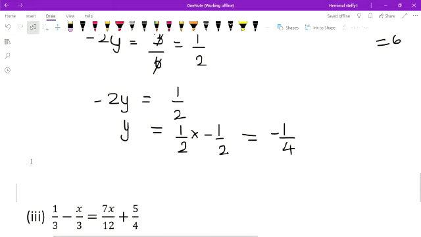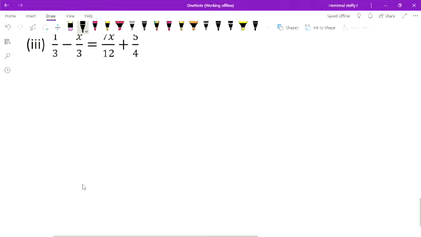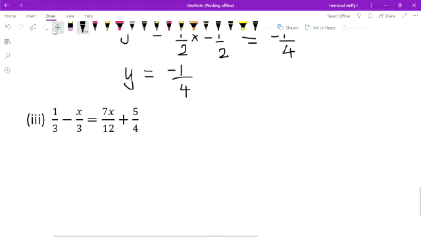So y is equal to minus 1 by 4. Then the third sum, same method. What is the first method? Rearranging the variables on one side and the constants on the other side.